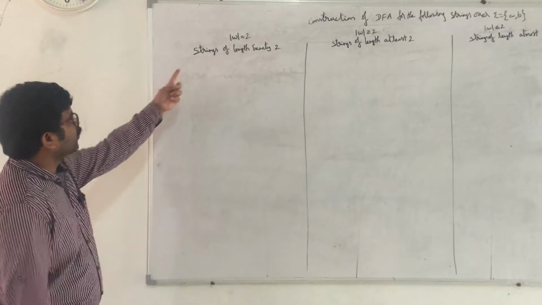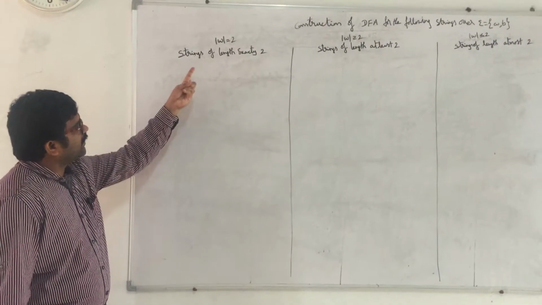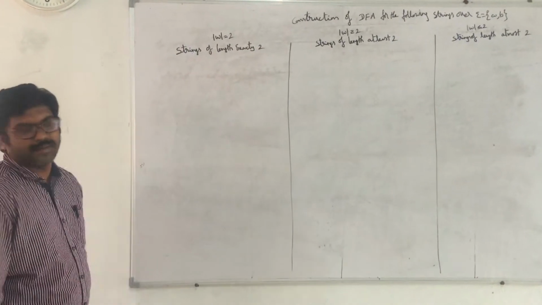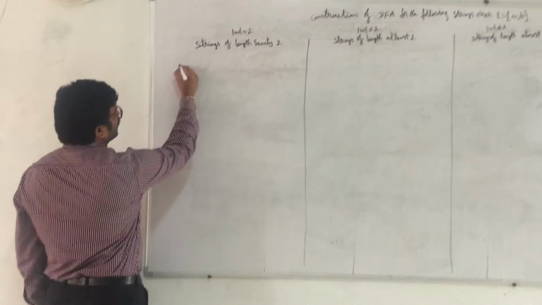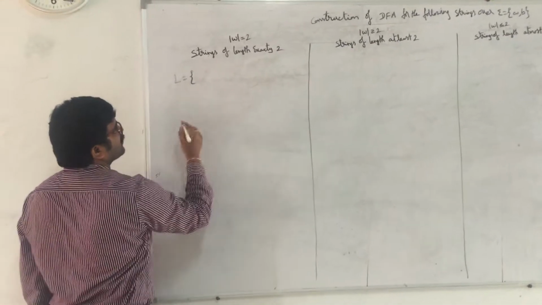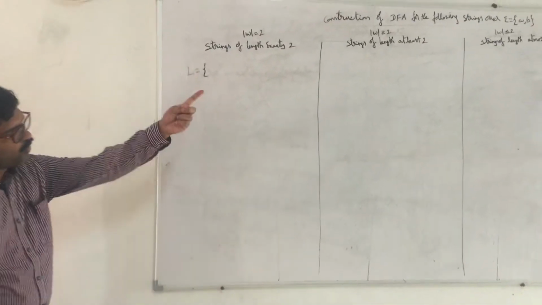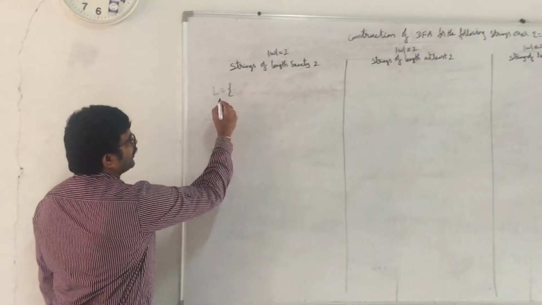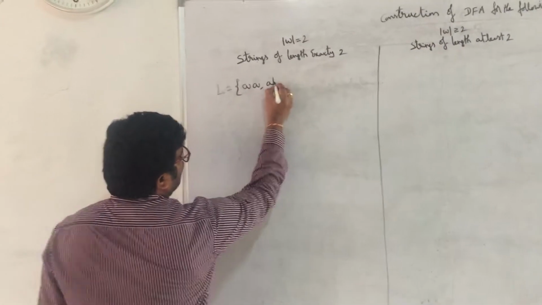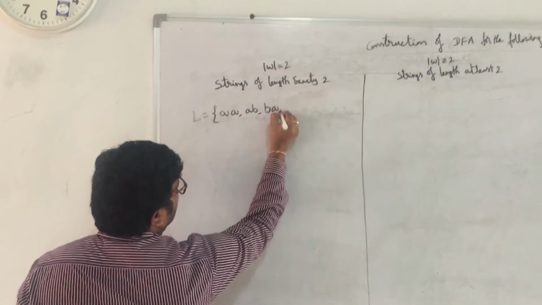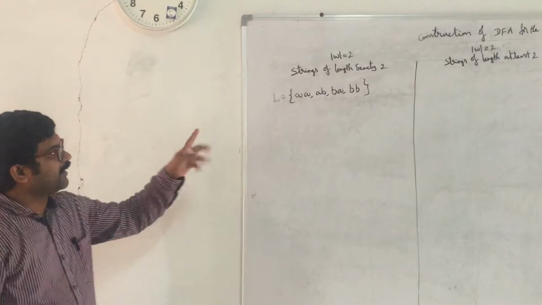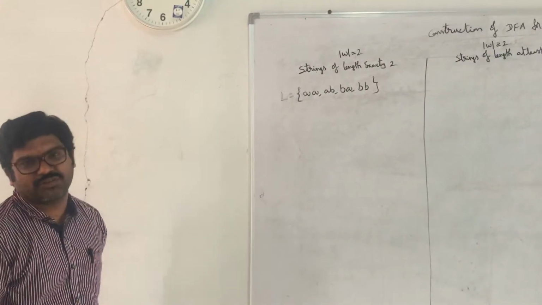Okay, so first one, construction of DFA for the strings of length exactly 2 over an alphabet {a, b}. As I told you in the last session, first we need to write the language. So here the language is strings of length exactly 2 over an alphabet {a, b}. Exactly 2 means we will get only 4 strings: aa, ab, ba, bb. That's it, because exactly 2. Therefore we will get only 4 strings in this language.